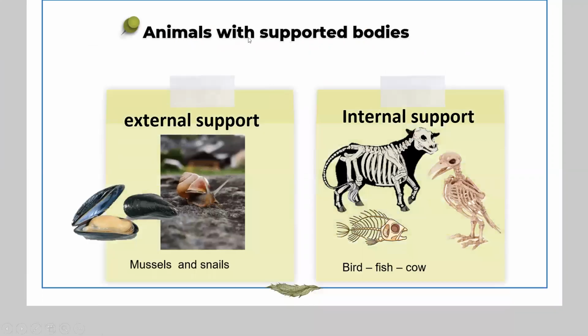And we have animals with supported bodies. We have animals with external support, like mussels and snails. And we have animals with internal support, like cow, fish, and bird. All of these animals have internal support. So we have animals with external support and animals with internal support.